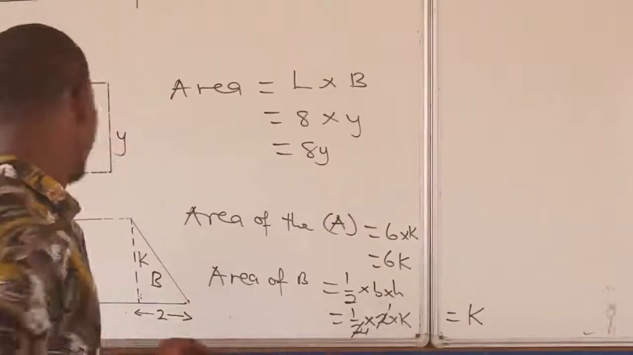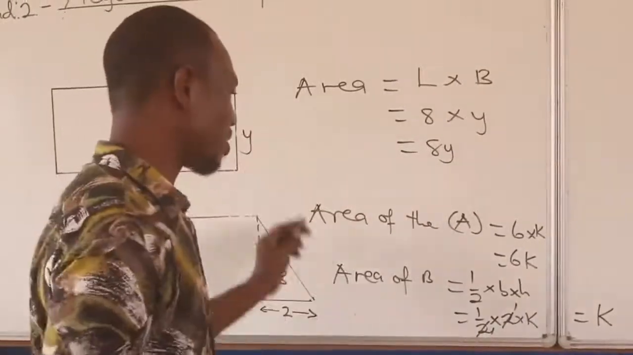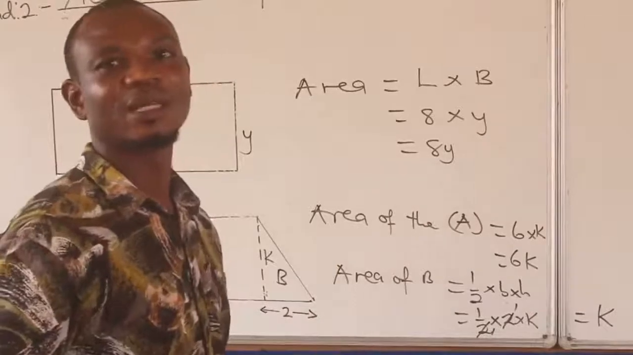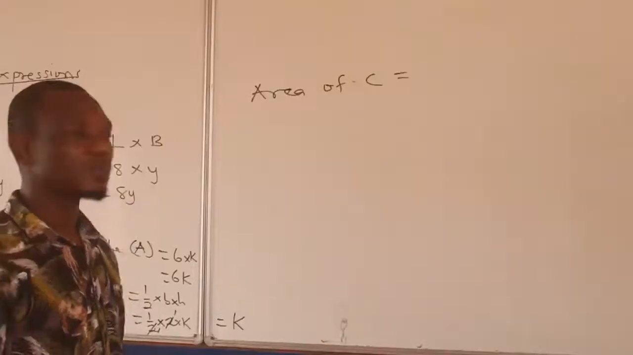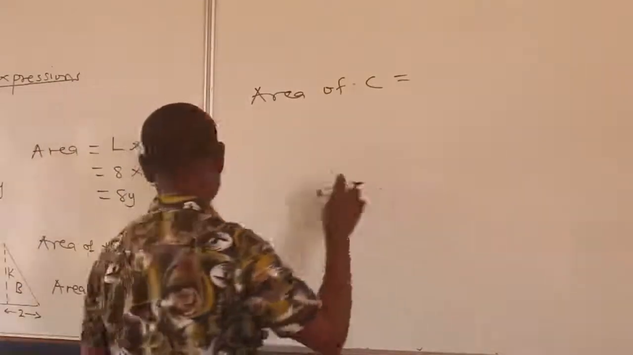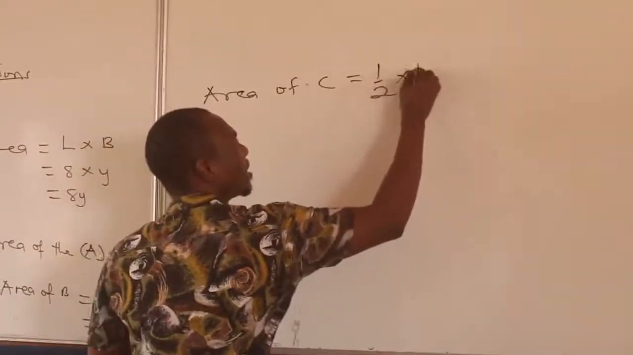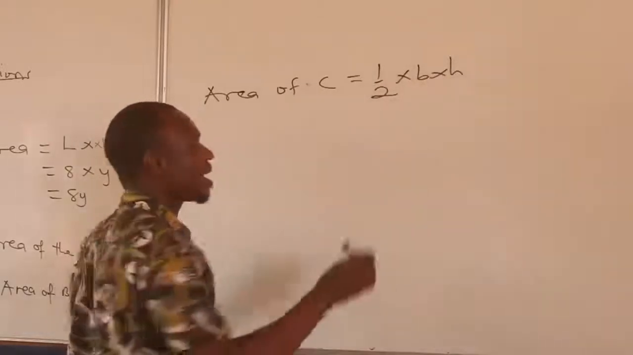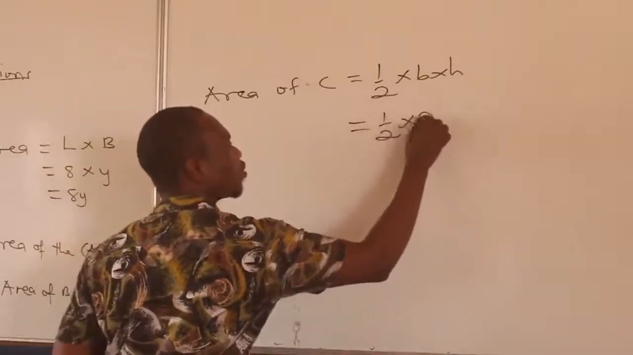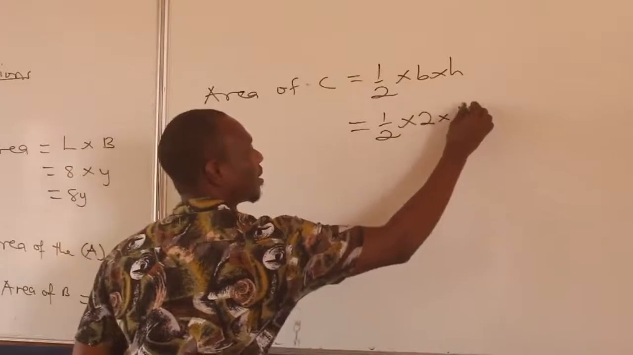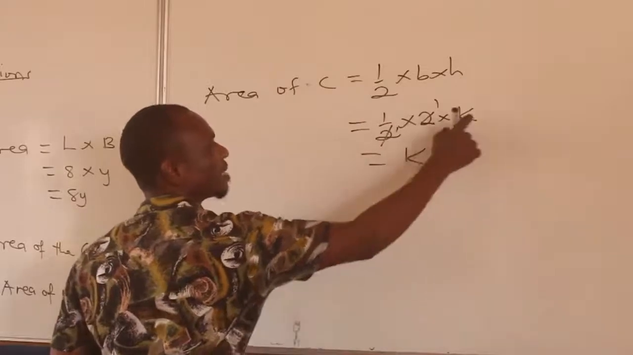Is that clear? So we are looking at the area of C. When we finish, we add all, because up here the shape is all one. When you finish, you add all the answers together to give you the algebraic expression of the area of the object. So let's look at C. From the shape, C is also a triangle. So we have half times base times height. Half is constant, the base is also 2, and the height is also K. So it's the same thing. When you cross out the 2 and 2, we have 1 times K, which is K.